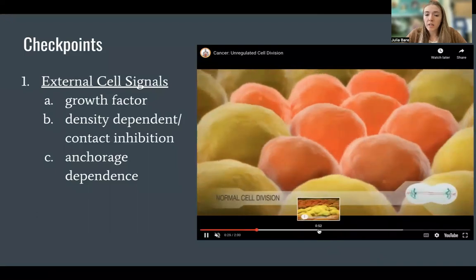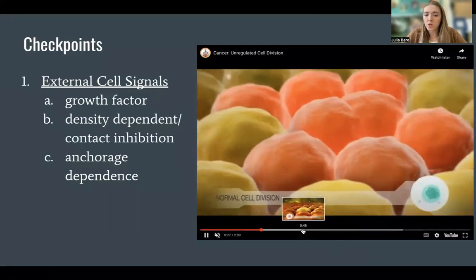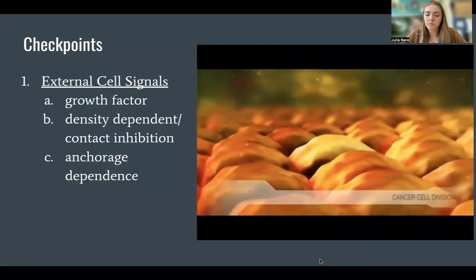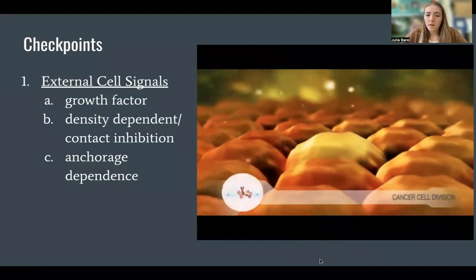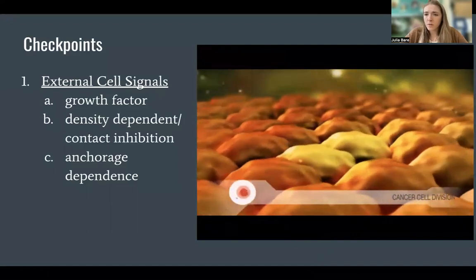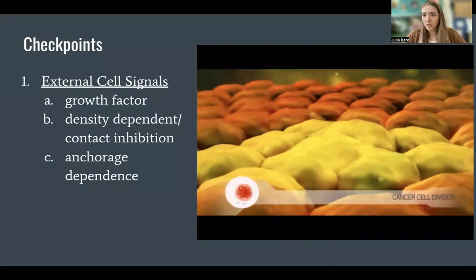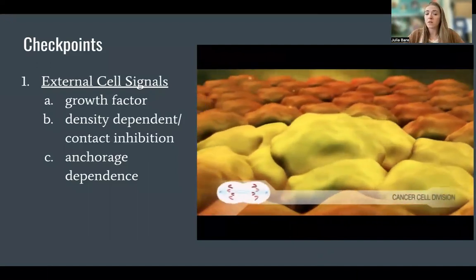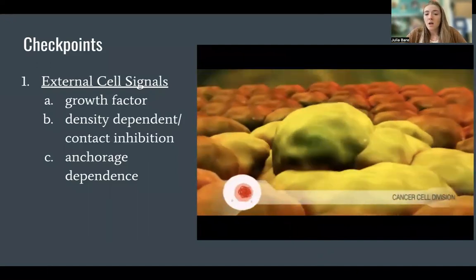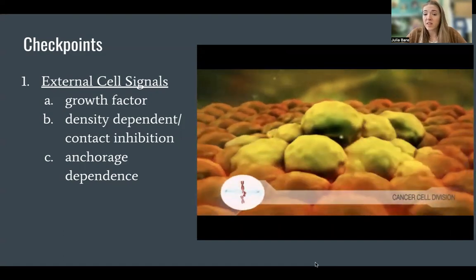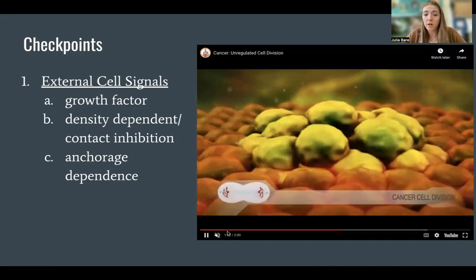But then, if we skip forward in this video just a bit, cancerous cell division is going to occur much faster and it's going to be less regulated. So normally there are pauses in between the phases of the cell cycle, and those pauses do not occur in cancerous cells, and that's what causes these tumors to be able to form.